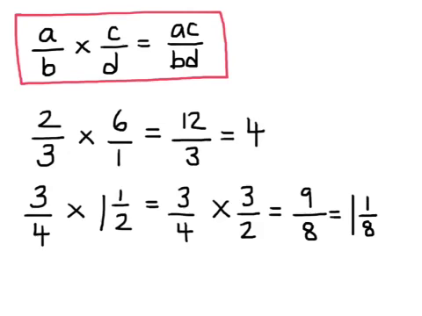So to recap, two important learning points. We can rewrite whole numbers as that whole number divided by 1, and that's how we write them as a fraction. And if we are faced with a mixed number, we change that to an improper fraction in order to multiply.